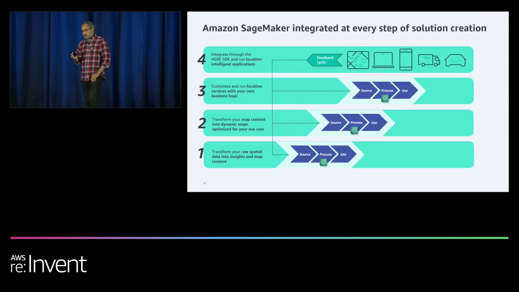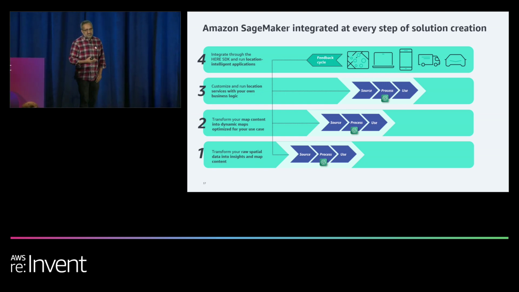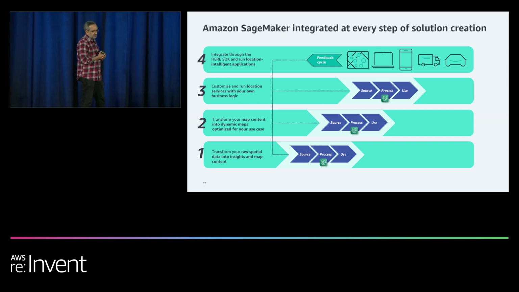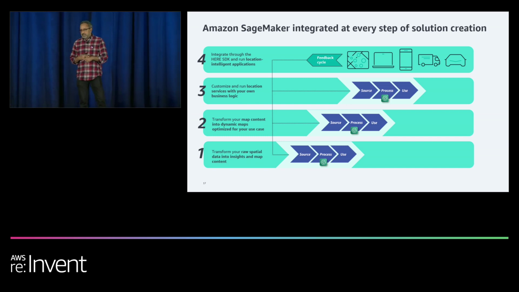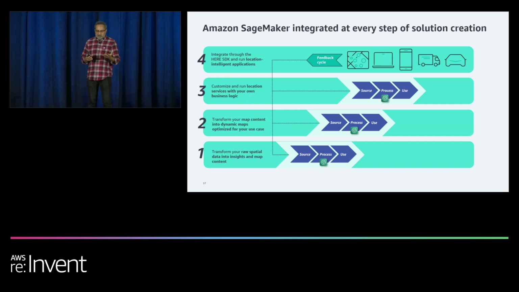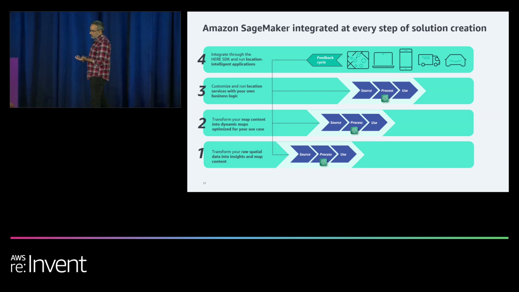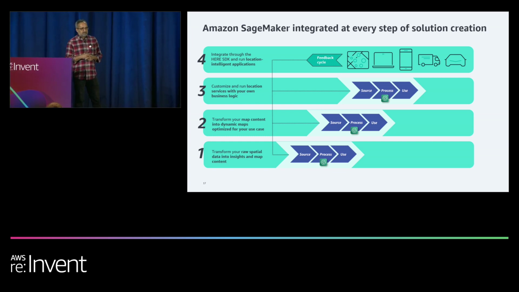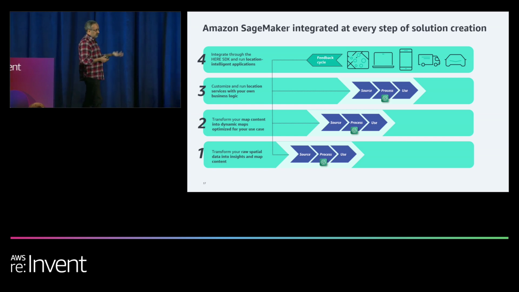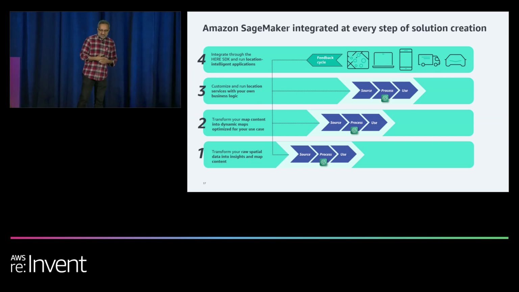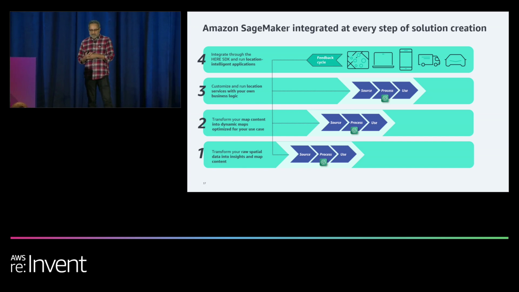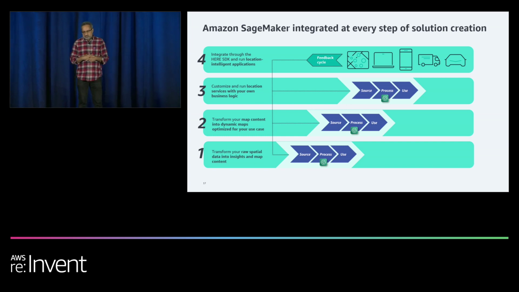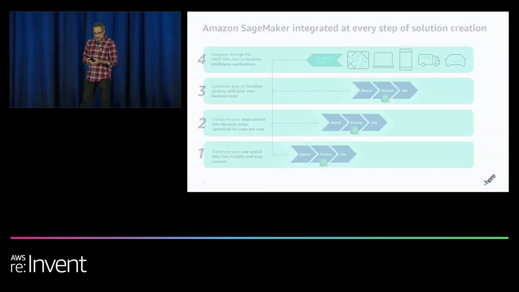And there are 3 main reasons customers bring their location data to our workspace. Some of them want to transform their raw spatial data to maps and gain insights from it. Others want to go a step further and create dynamic optimized maps for their own use cases. And yet, others want to go even further and customize location services to use their own private maps. And in each of these journeys, these workspace users can use the SageMaker and all its capabilities.